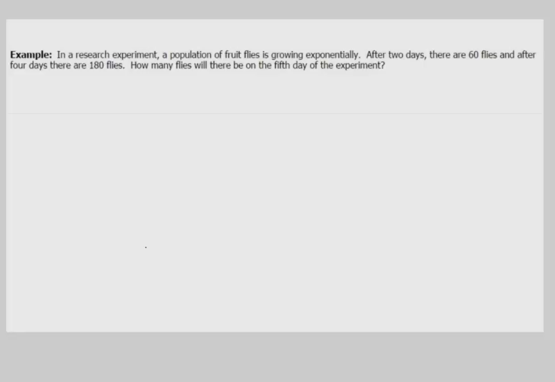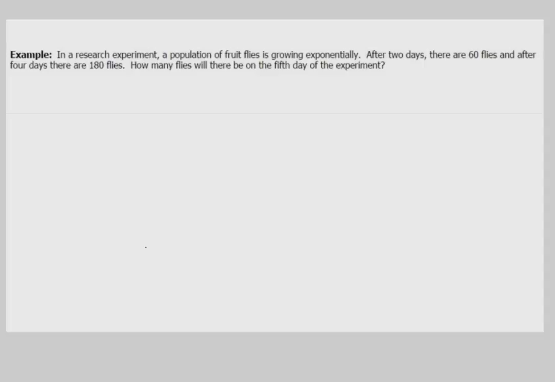In a research experiment, a population of fruit flies is growing exponentially. After 2 days, there are 60 flies, and after 4 days, there are 180 flies. How many flies will there be on the 5th day of the experiment?